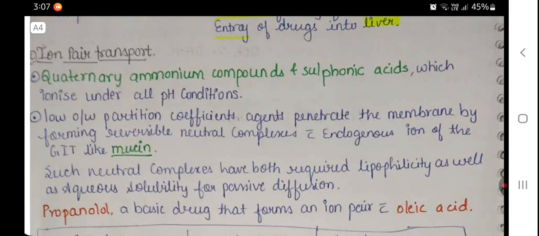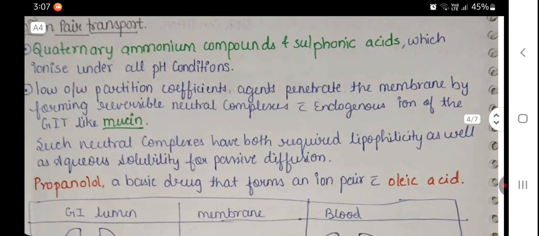In this, compounds such as quaternary ammonium compounds and sulfonic acid can easily get ionized under all pH conditions; that is the ion pair transport. Despite their low oil-in-water partition coefficient values, such agents can penetrate the membrane by forming a reversible neutral complex with the endogenous ions of the GIT, like mucin. Such neutral complexes have both the required lipophilicity as well as aqueous solubility for passive diffusion.